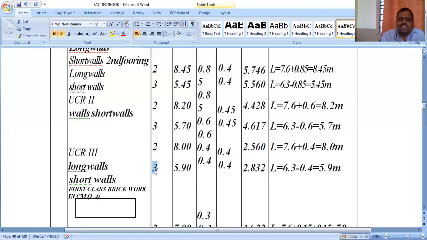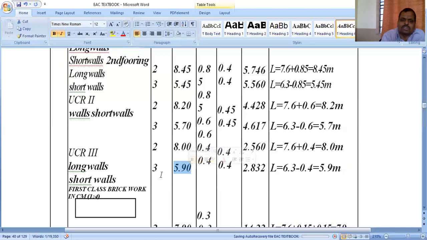Now we'll calculate the quantity of the UCR masonry for the short wall. We have already seen that there are three short walls. Which are those three? AD is equal to BE is equal to CF. These are the three short walls. I have written 3 here. After that, we have to write the length of the short wall. The length of the short wall is 5.9 meter, which I already calculated. Again, the width will be 0.4 and the height will be 0.4.